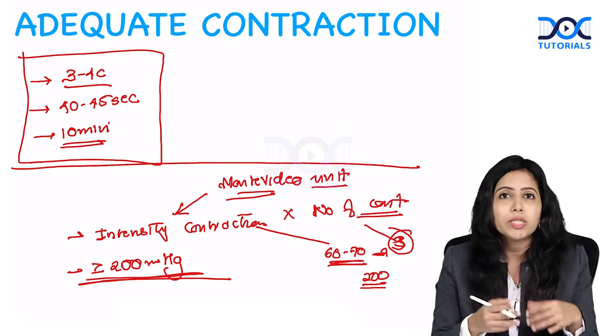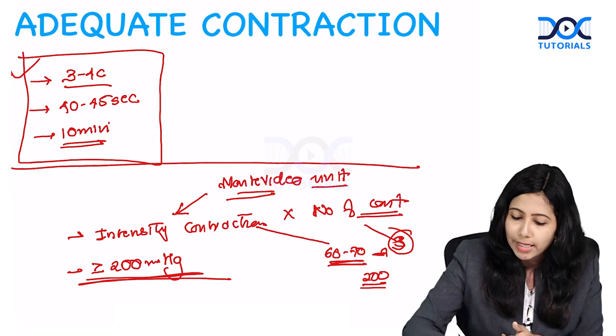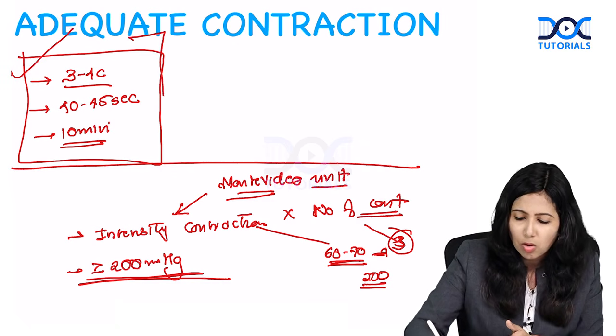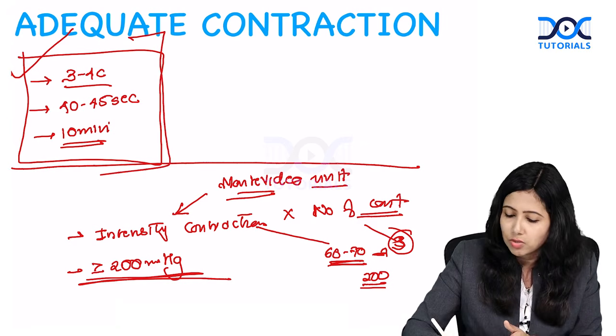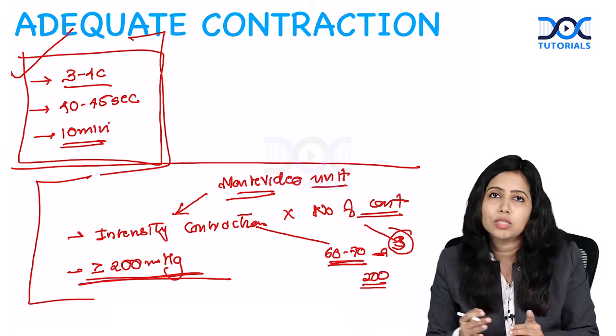We measure this with the tocometer that is present in the labor room. It can either be done clinically, which is the most common clinical practice. In some centers, we can measure it through Montevideo units as well.